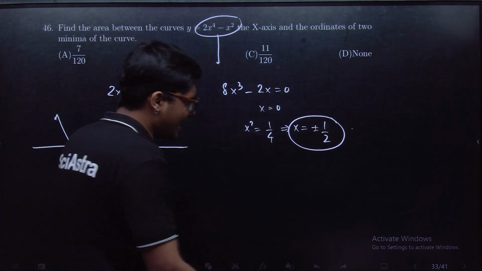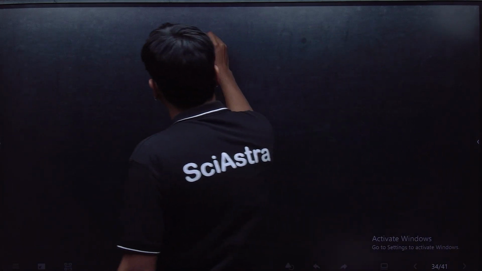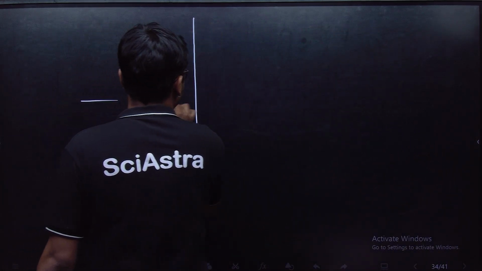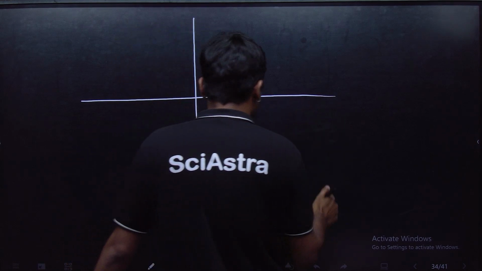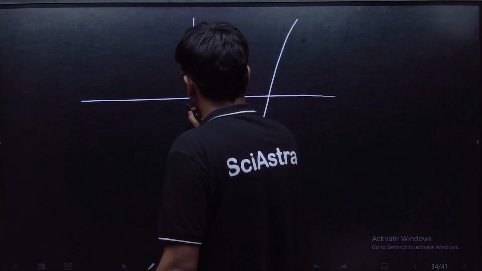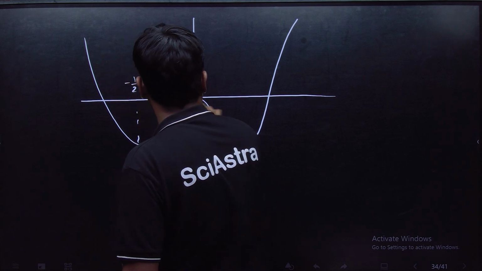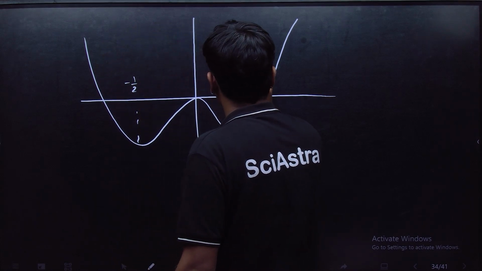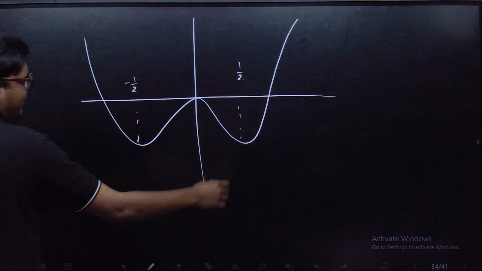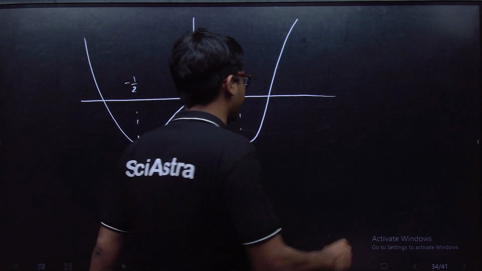So if I draw the actual curve, what is it going to look like? This is precisely what it's going to look like. And you need to integrate it between these points of minima, minus half to plus half. How do we do that? See, overall in this interval, the function is always negative. So what do we get?